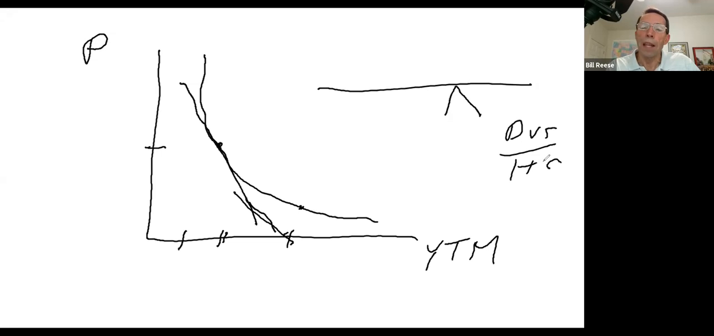Modified duration is going to be the slope of the tangent line to this curve, which shows the relationship between the price of a bond and the yield of a bond. So modified duration is an approximation of the percentage change in the price for a 1% change in the yield.